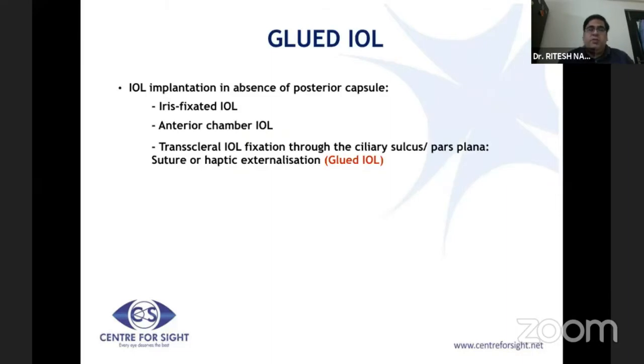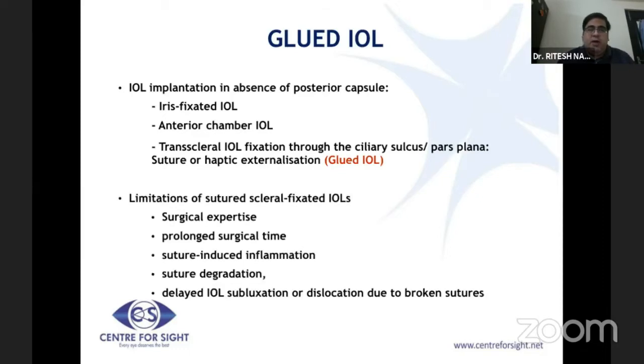As Dr. Gupta was talking about in his initial slides, for IOL implantation in the absence of posterior capsular support, the options that we have had are anterior chamber IOL conventionally. We have options of iris fixated IOL, and we have been doing scleral fixated IOL with the help of sutures. And another option that we are using now is the glued IOL technique. Dr. Gupta talked about ACIOL and its disadvantages. I'll talk about how we moved from sutured scleral fixated to glued IOL.